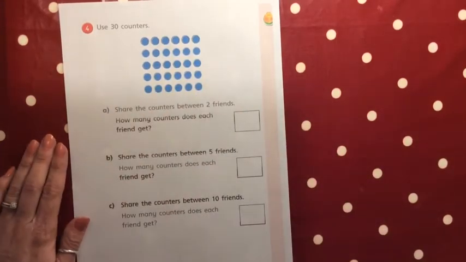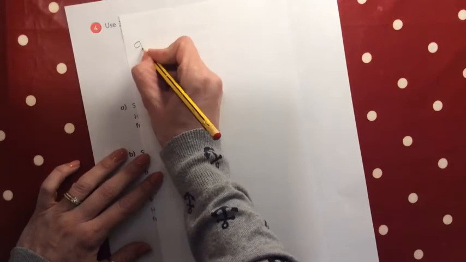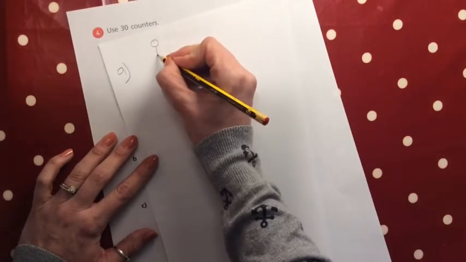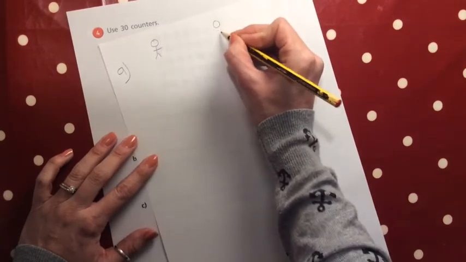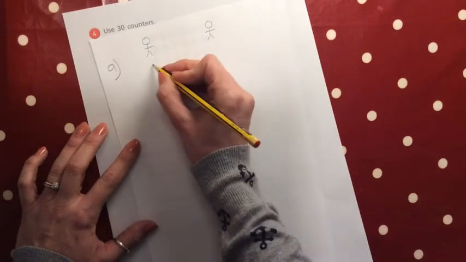So I'm just going to get myself another piece of paper. So 2 friends, and we've got 30 counters. So that's for A, isn't it? So I'm going to just write A here. And I'm going to draw 2 friends. I'll just do some quick stick men. Nice and quick, but neat. And I've got to share out 30.